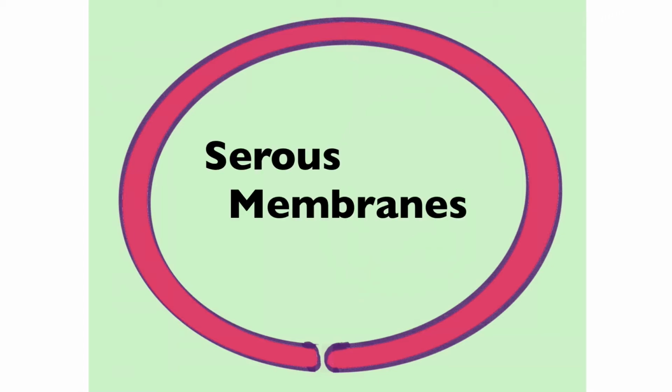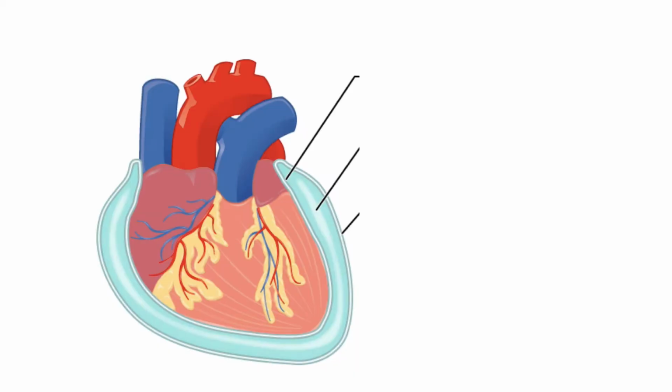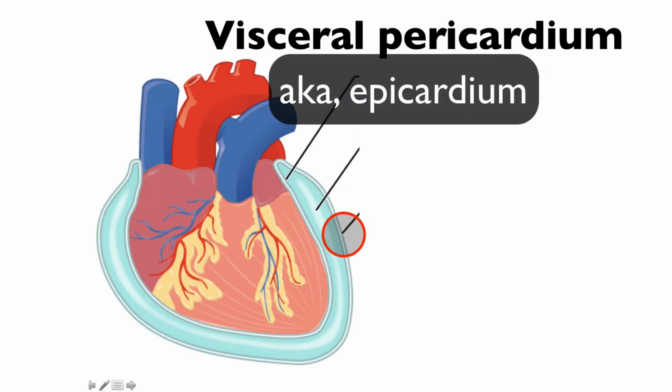Let's take another look at the serous membranes. Serous membranes are composed of simple squamous epithelial tissue as well as loose areolar connective tissue. The serous membranes around the heart are the visceral and parietal pericardium. The layer directly adhering to the heart is the visceral pericardium. The one on the outermost region is the parietal pericardium.